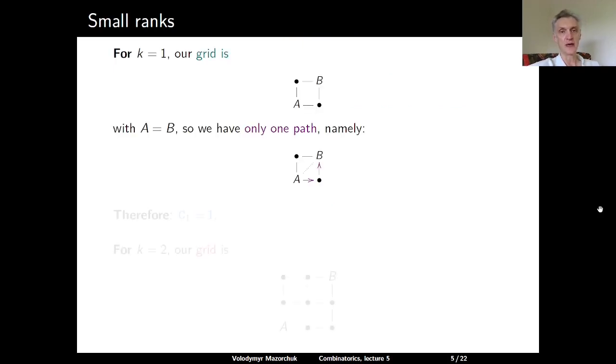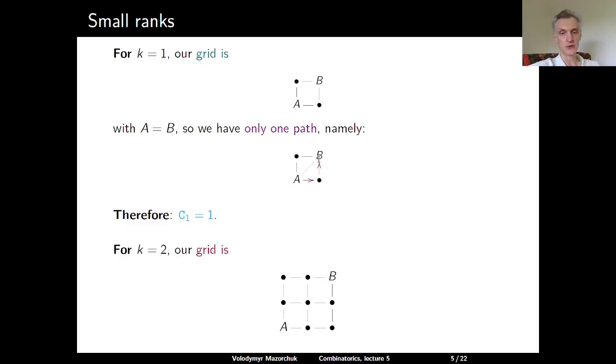If k is equal to 1, our grid looks as follows. We have just a small square. Here is A, here is B. We can make one step to the right and one step up. And if we want to stay below the diagonal, we must make the first step to the right and then the second step up. So there is only one path which satisfies our condition. So c1 is also equal to 1.